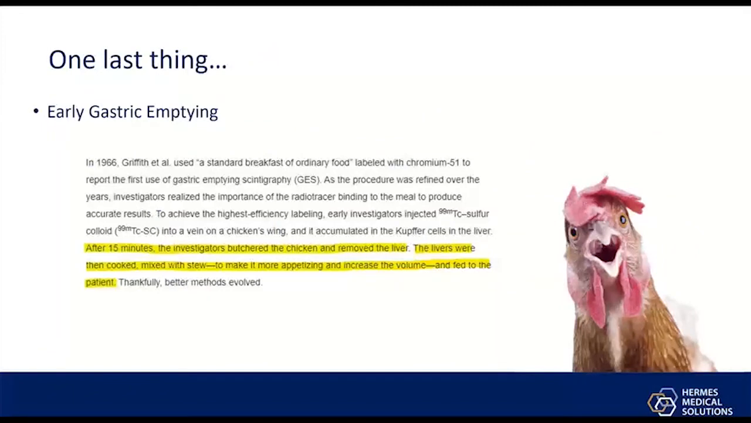And just to end, I did come across quite a few bizarre snippets from the history of nuclear medicine while I was doing this. This was a description of the way that gastric emptying was first done back in the 1960s, where in order to label a meal, a chicken's wing would be injected with technetium, the chicken then butchered, and the liver fed to the patient. Which is extraordinary. Thankfully, better methods evolved.